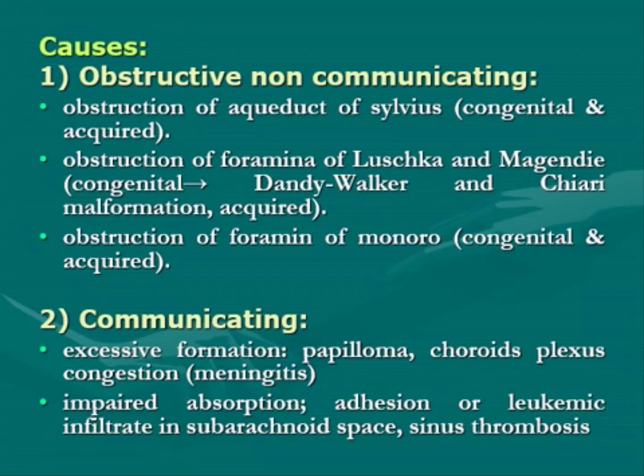acquired. The second most common cause of obstructive hydrocephalus is obstruction of the foramina of Luschka and Magendie, and this may be caused by congenital causes like Dandy-Walker malformation and Chiari malformation, or may be due to acquired causes. The obstruction of the foramen of Monro is the third most common cause of obstructive hydrocephalus, and this may be caused by congenital or acquired causes.